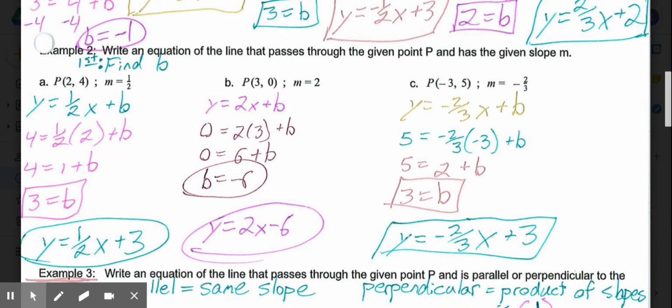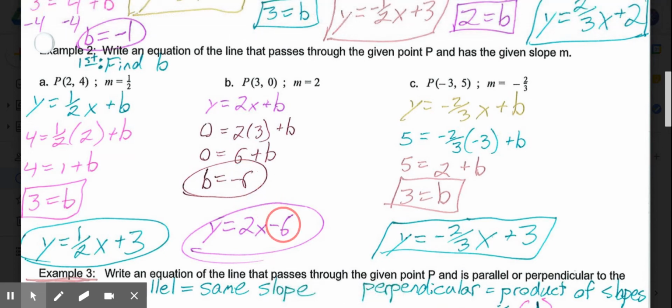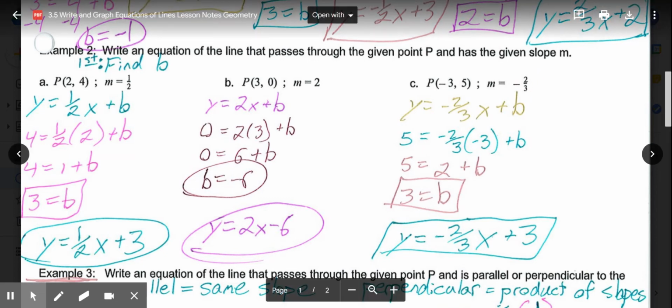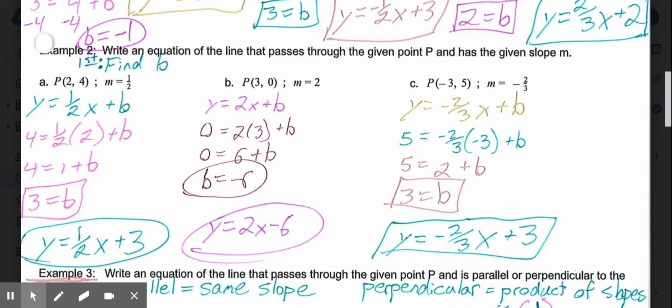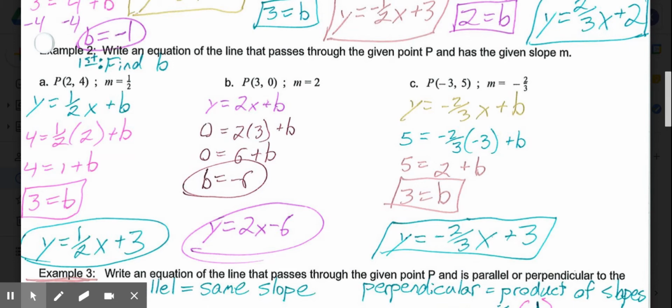So y equals 2x plus b. We're going to plug in the 3 and 0 for x and y. So 0 equals 2 times 3 plus b. So 0 equals 6 plus b, meaning b equals negative 6. So then my equation for that line, slope of 2, so y equals 2x minus 6, for the negative 6. And then in C, our slope's a negative 2/3, so y equals negative 2/3 x plus b. Plug in the coordinates, and we get b equals 3. So then our final equation, y equals negative 2/3 times x plus 3.